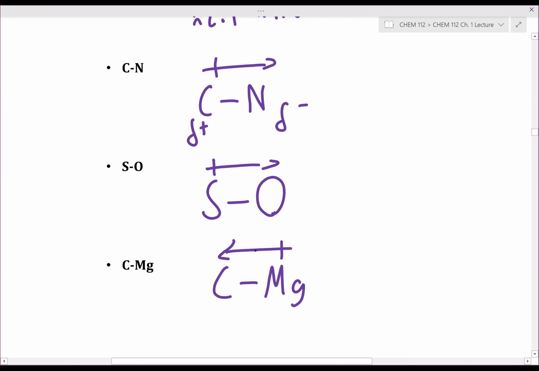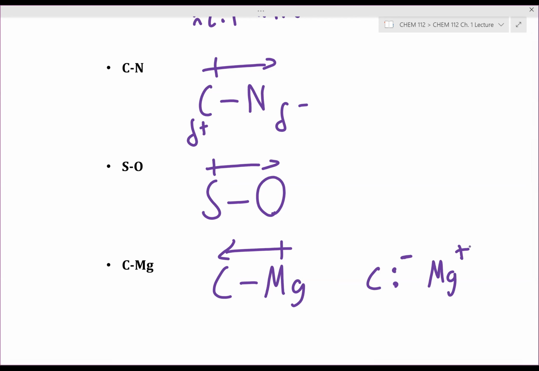In reality, what would a more accurate depiction of this bond be? Is there really a sharing of electrons? No. So we'd really draw this as a carbon anion associated with a magnesium cation. So this is commonly found in reagents known as Grignard reagents.